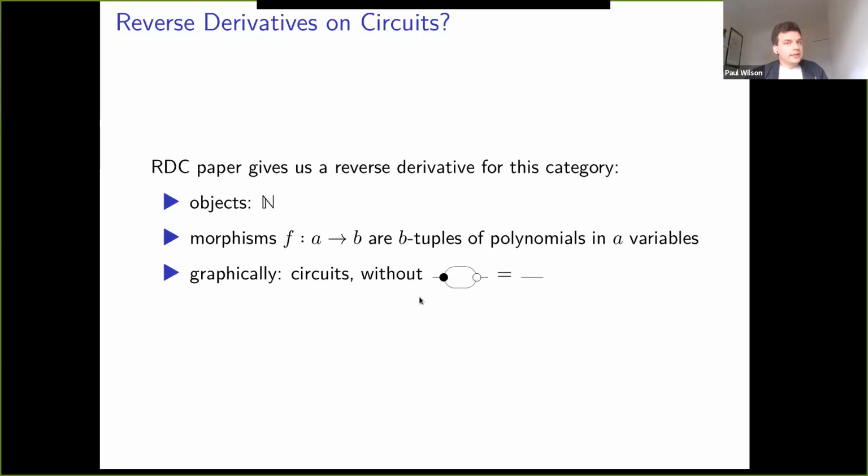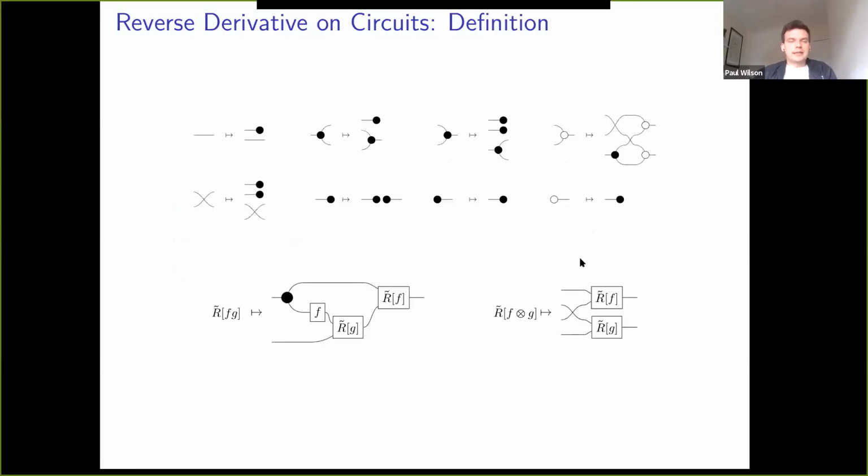And luckily, they also give us a reverse derivative for a category which is quite like circuits. It has objects, natural numbers, and morphisms are B-tuples of polynomials in A variables. But for us, this just means it's basically circuits without this x squared equals x axiom. And that makes sense because obviously polynomials don't have that. So what does this mean graphically? Well, here's how we define it.